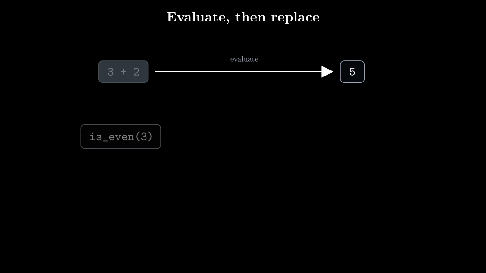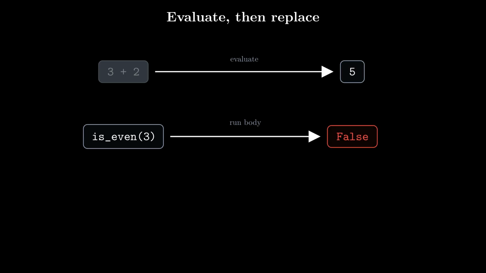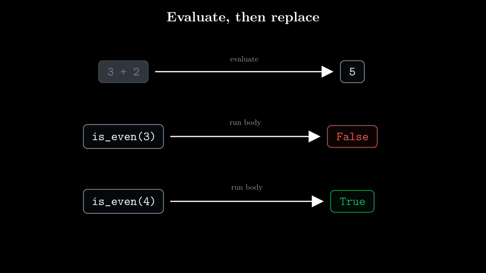A function call behaves in exactly the same way. It is not arithmetic being evaluated this time. It is lines of code, but the outcome is identical. The call runs, produces a single value, and that value takes its place. So isEven of 3 evaluates to false because 3 is odd, and the call becomes false. Call it on an even number instead, say isEven of 4, and the call becomes true. A function call is really just an expression that happens to run your code.